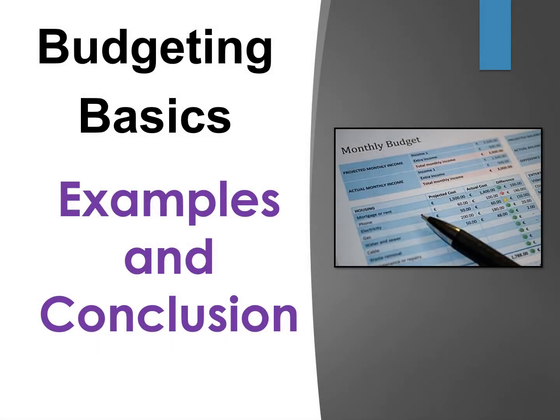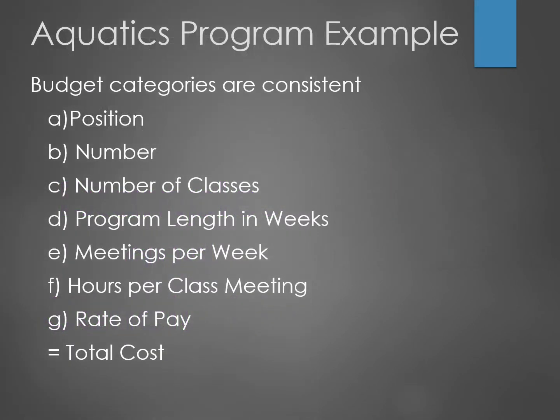So let's go over a couple different examples and conclude our budgeting basics. One thing you have to remember is you want to stay consistent across different categories. If you remember from our previous presentation, we looked at position, number of courses, program length in weeks, the number of positions needed, hours per class meeting, and rate of pay, among other things, to get a total cost per program.